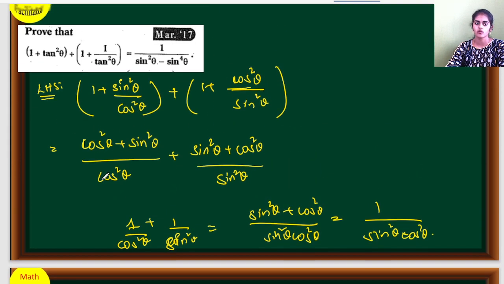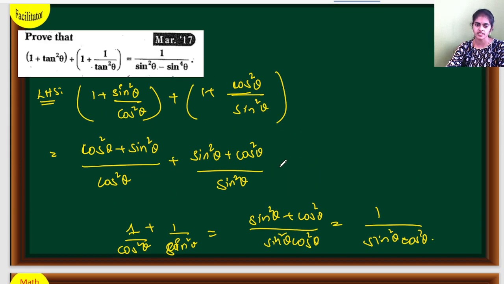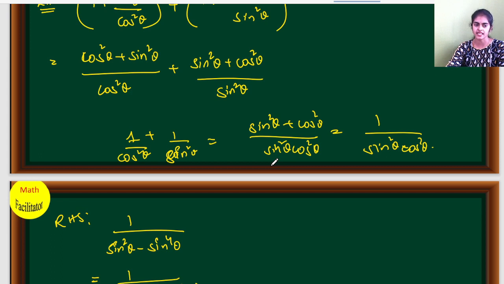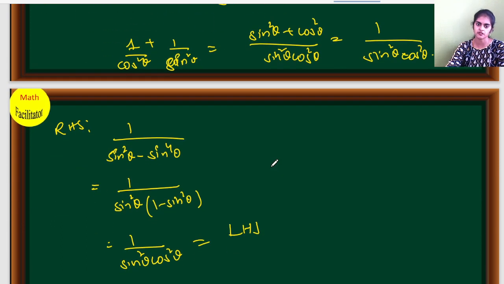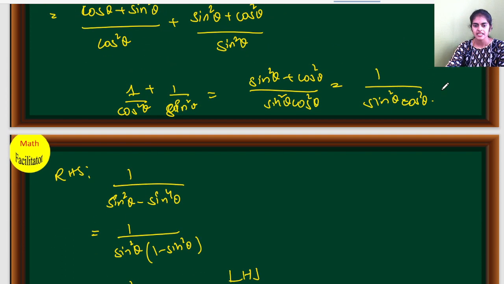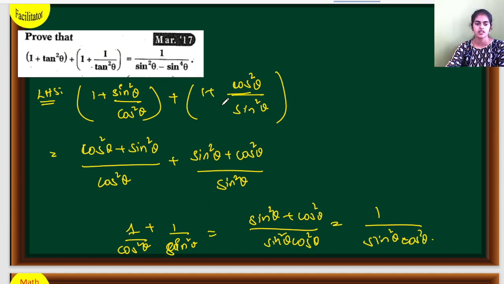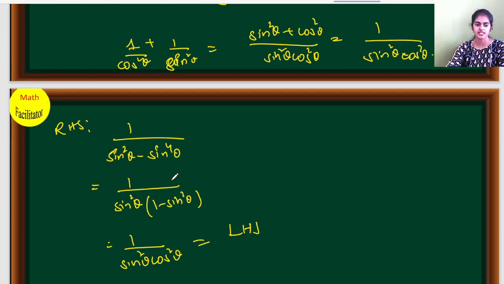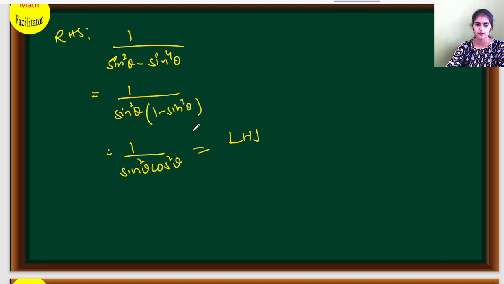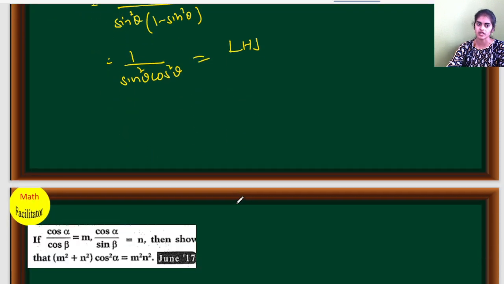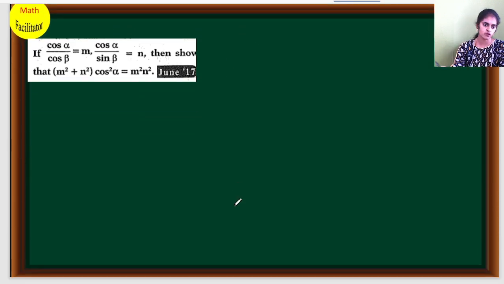Right? So I have simply converted into sin and cos, taken the LCM, applied the identity sin square plus cos square is 1. Again LCM taken, again sin square plus cos square is 1. Here further simplification is not possible. So I have taken the RHS. Now in RHS I have taken sin square common. So 1 minus sin square is cos square. Now LHS equal to RHS. Right? So the next question.